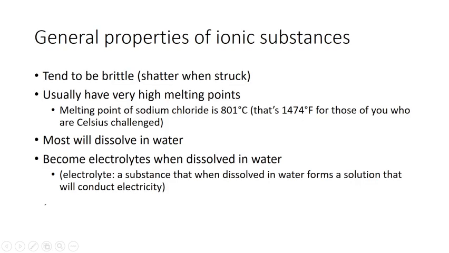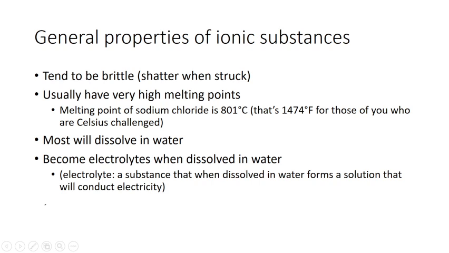So some general properties of ionic substances, things that have ionic bonds in them. They tend to be brittle, which means that they will shatter when they are struck. They usually have very high melting points. So the melting point of sodium chloride, which we just looked at, and for those of you who are not familiar with that chemical name, that is regular table salt like you would find in your kitchen. So that has a melting point of 801 degrees Celsius, which I can assure you that is quite hot.